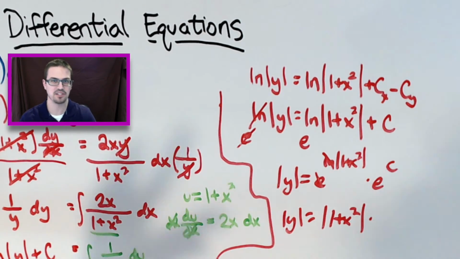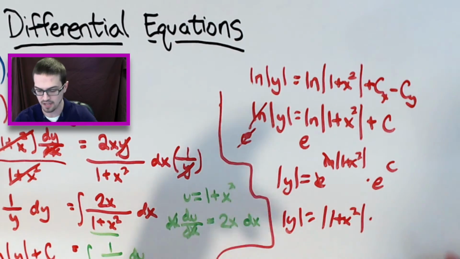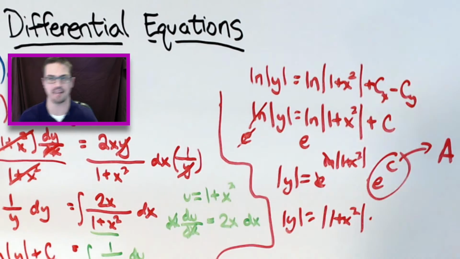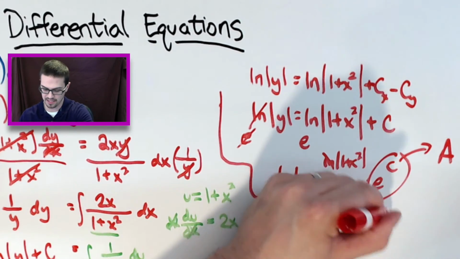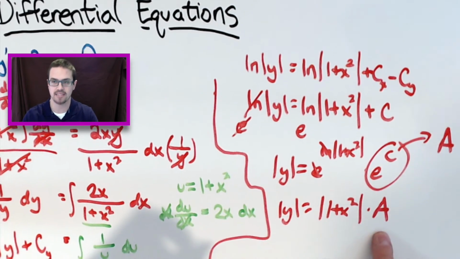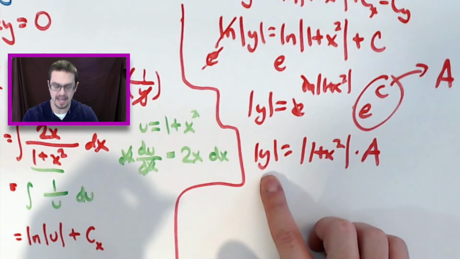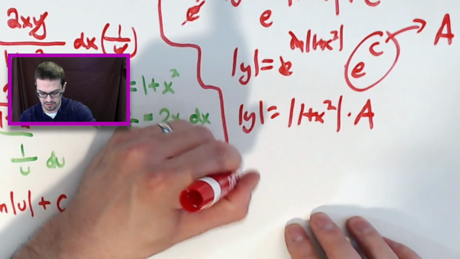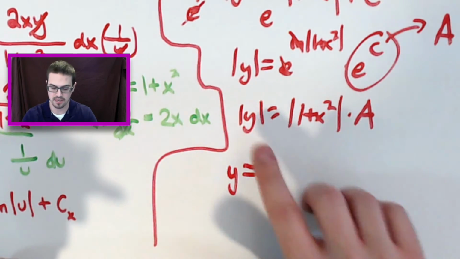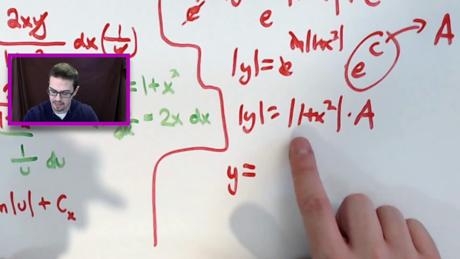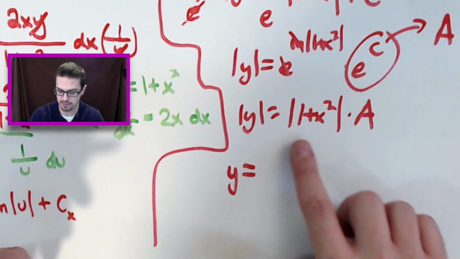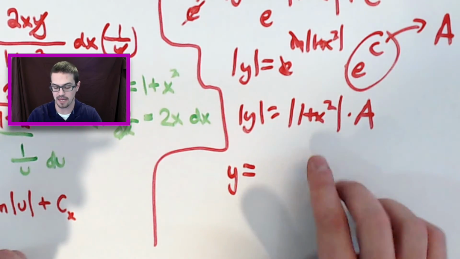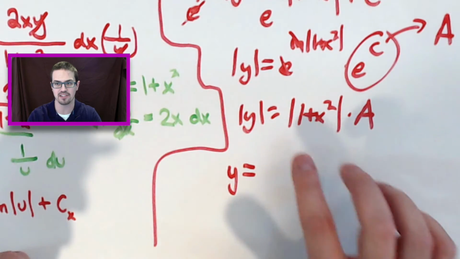Now, e to the c is just some constant because it's e to some constant. So I'm just going to set this equal to some other constant a. Okay, so I'm going to just say it's the absolute value of 1 plus x squared times a. Now, the absolute value of y is kind of going to be assumed because of the absolute value of this side. So I can actually just turn this into y is equal to instead of the absolute value. Okay, now this right here can only be positive because 1 plus x squared can't be negative. Any value that you put in for x, you're automatically going to get a positive. So actually the absolute value sign here is going to be redundant.